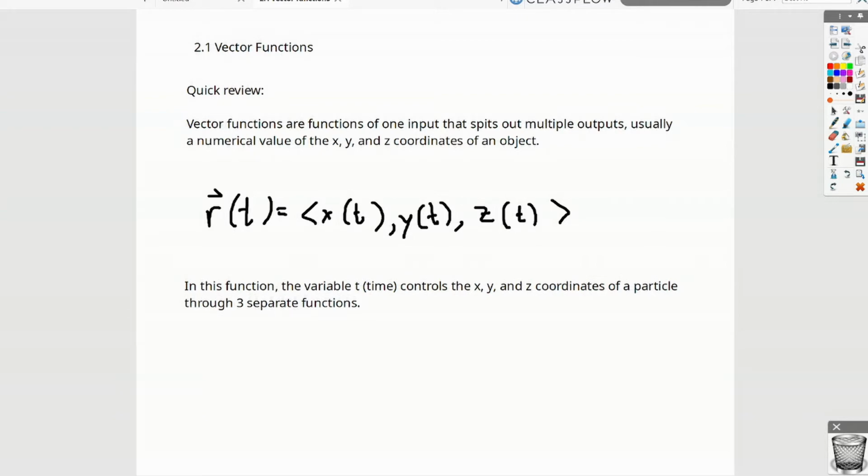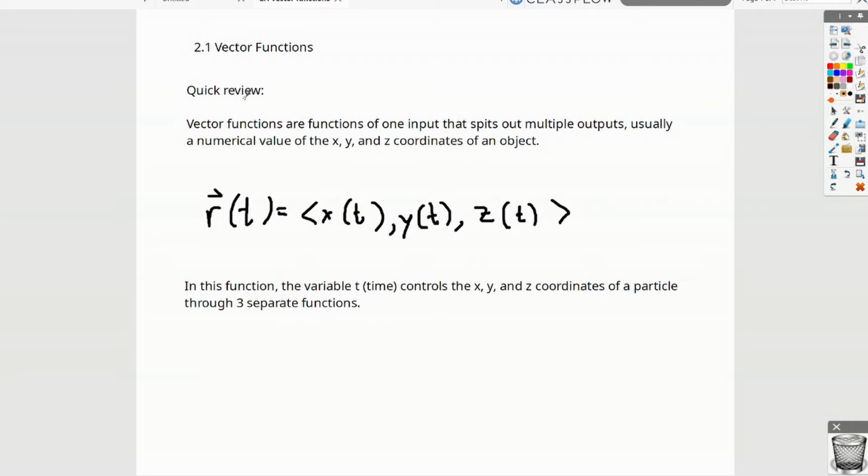You should have already been exposed to vector functions in your parametric functions chapter in Calculus 2, or maybe in one of the chapters in AP Calculus BC, which is called vector valued functions. But it's basically the exact same thing. A vector function is a function of one input that spits out multiple outputs.